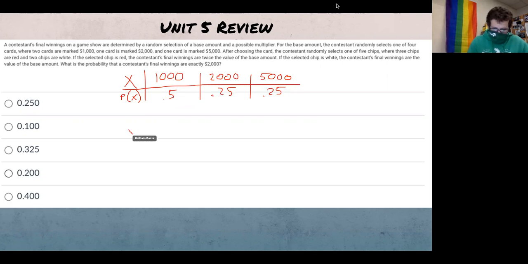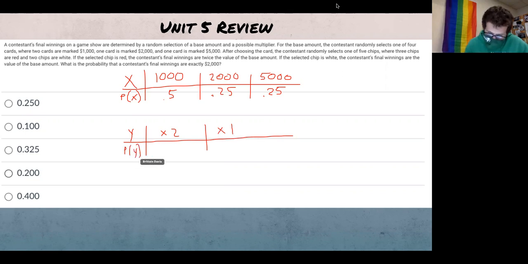Now we have another event that is going to be drawing cards, and I can multiply by 2 or just multiply by 1, right? And the probability of each of those, if 3 chips are red, so you have a 0.6 probability of doubling your value and a 0.4 probability of not doubling it. Okay, I'm just making sure I'm getting that right.